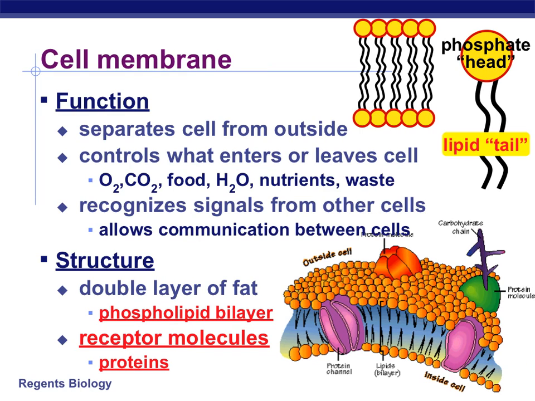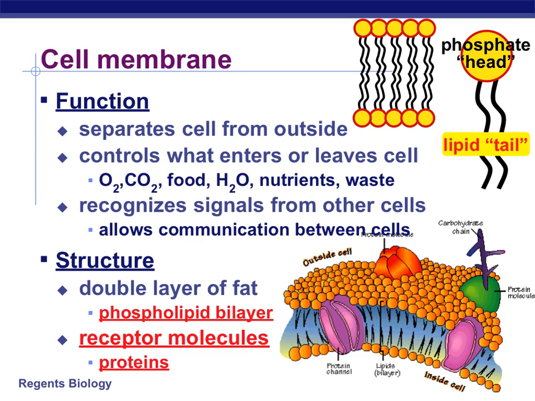First of all, the cell membrane. It's so important that we will have an entire chapter, a unit of study, on just what the cell membrane does. Its function and structure are both key to how life sustains and how cells are able to function. It separates the inside of the cell from the outside. And maybe even most important, it controls what enters and leaves the cell, whether it's oxygen, carbon dioxide, food, wastes, etc.